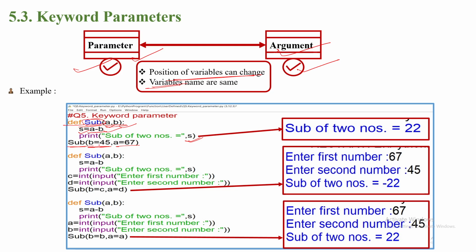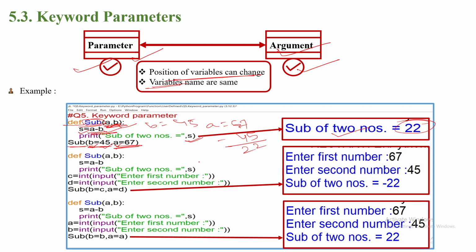Look here, in the arguments b, a, I have taken the same variables that I am receiving in the function header, right? b equal to 45, that means this b value is 45, and a equal to 67, so this a value is 67. Because a minus b is given, not b minus a, 67 minus 45 gives the result 22. So subtraction of two numbers equal to 22.